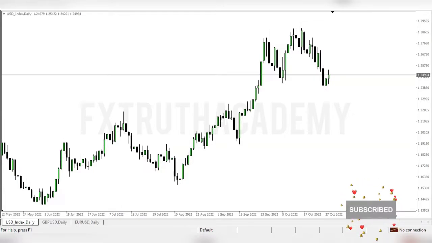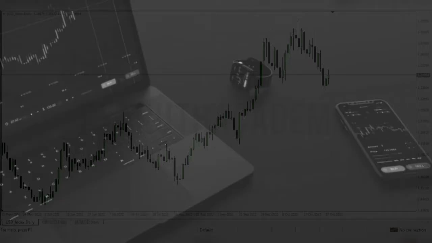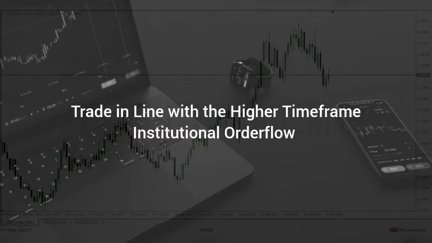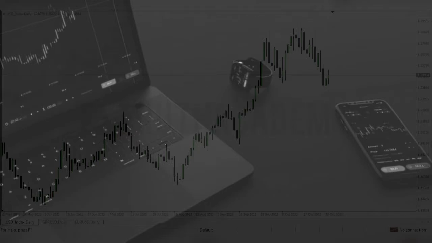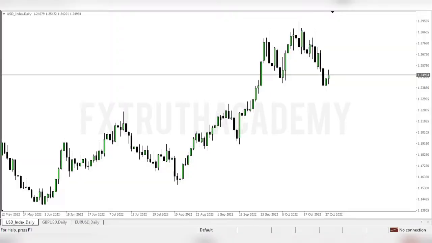These are the few things I believe you need to focus on or start incorporating into your trading that's going to help you. The number one thing is you want to trade in line with the higher time frame institutional order flow. I know most of us have heard this, and it's becoming more like a cliche.